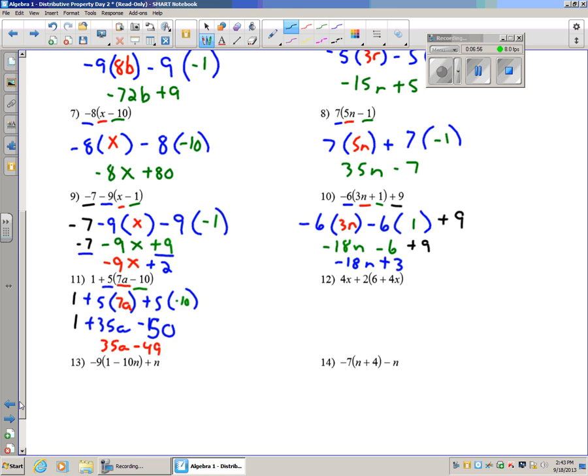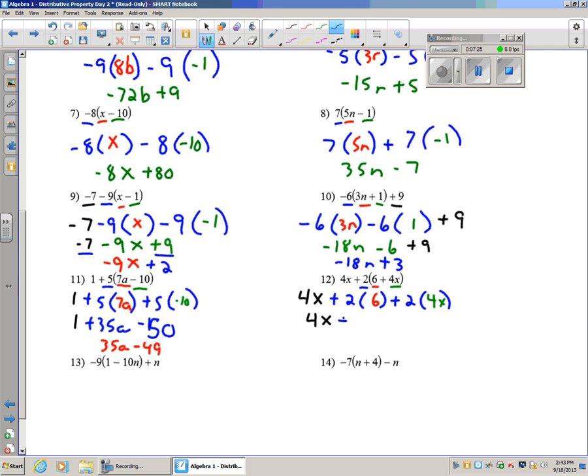Number 12, the 4x, nothing's happening, so that just drops down. But then I have the 2 that's being distributed to two different things. So I write that out. 6 is my first term, and positive 4x is my second term. Again, nothing's happening with the 4x, so I just write it.